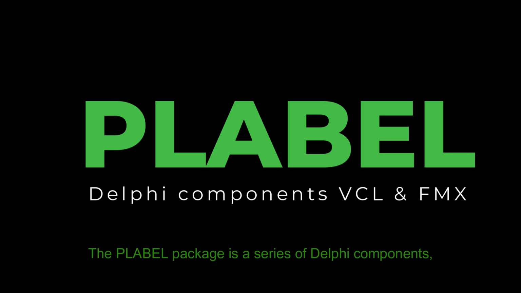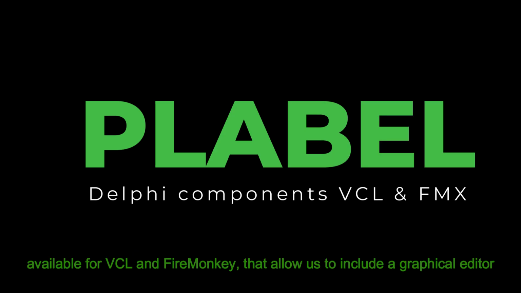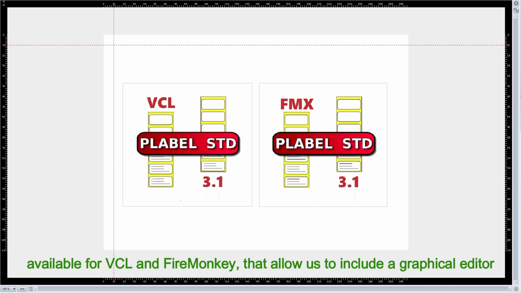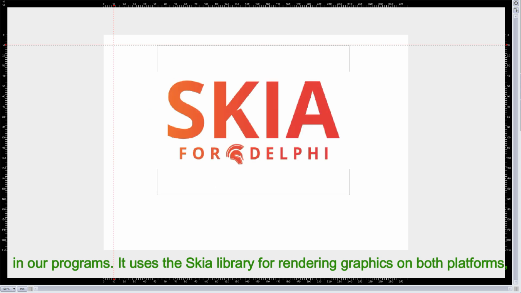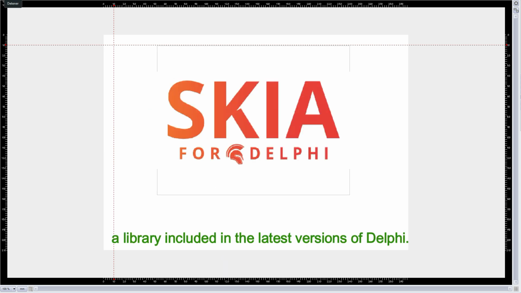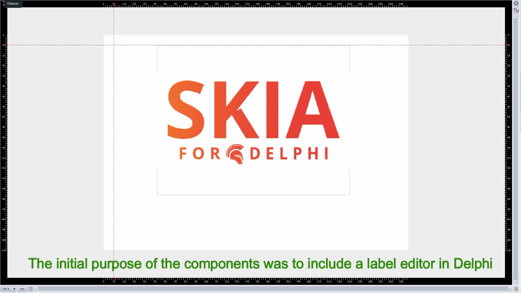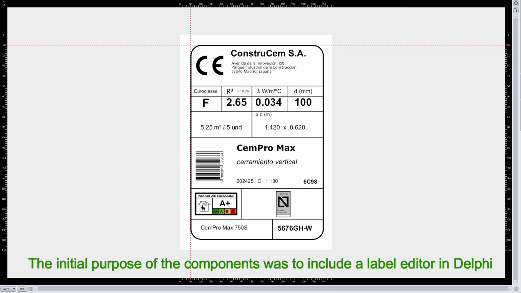The PLABEL package is a series of Delphi components available for VCL and FireMonkey that allow us to include a graphical editor in our programs. It uses the Skia library for rendering graphics on both platforms, a library included in the latest versions of Delphi. The initial purpose of the components was to include a label editor in Delphi programs.